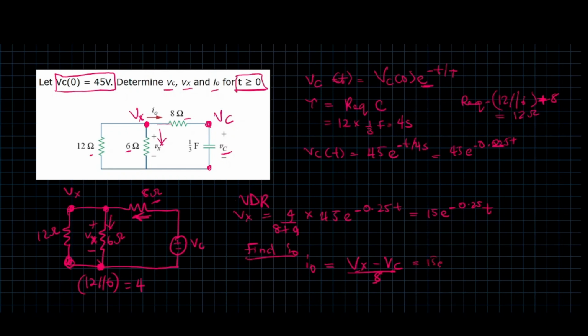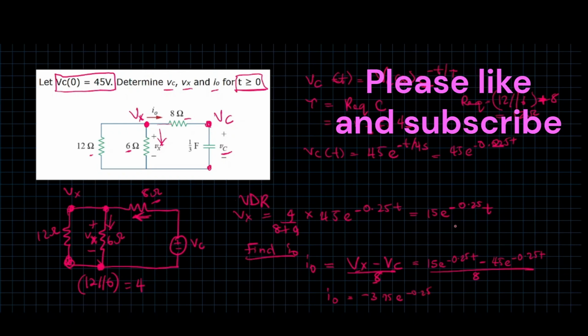This is going to be 15e raised to minus 0.25t, minus Vc, in this case 45e raised to minus 0.25t, all over 8. You simplify this and you get your answer: I naught is equal to minus 3.75e raised to the power negative 0.25t. This is your final answer.